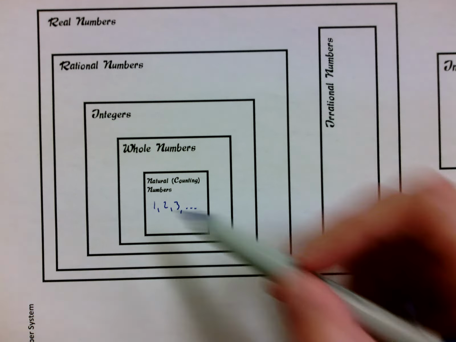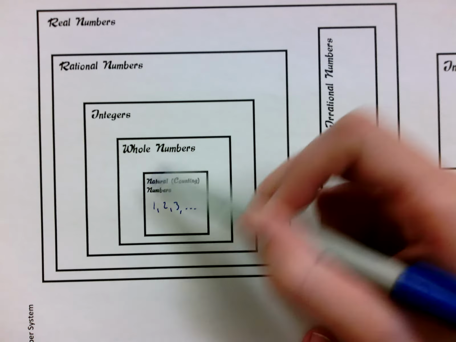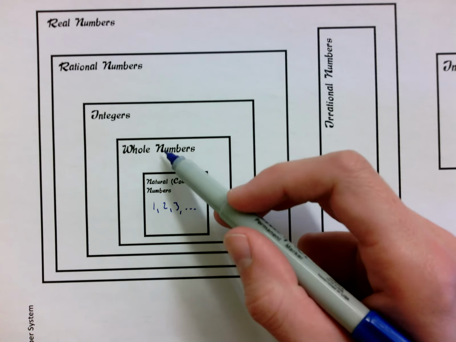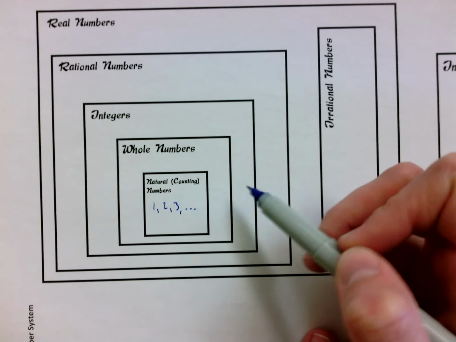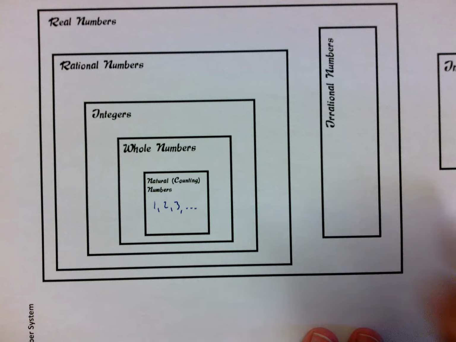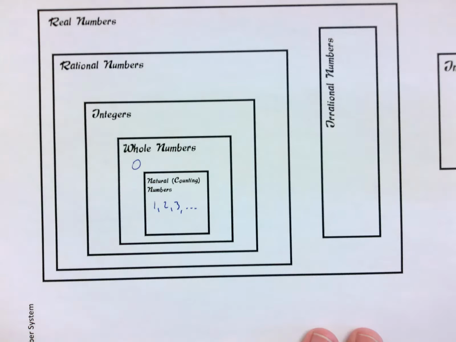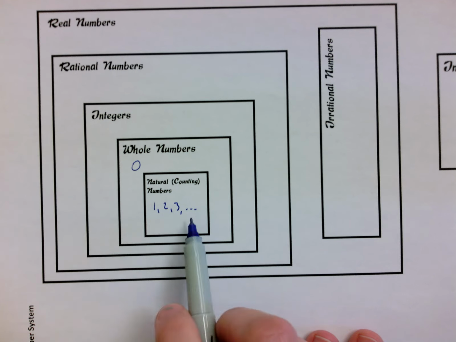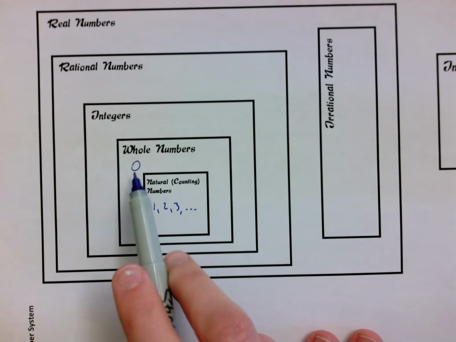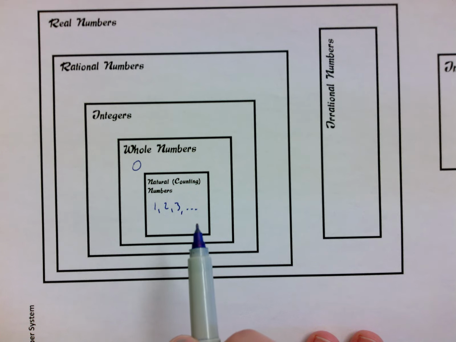Okay, now the next set that we have is the whole numbers. So the whole numbers include all of the natural counting numbers, with one additional number, the number that looks like a hole, 0. Okay, so 0 is also a whole number. So when we talk about the natural numbers, 1, 2, 3, right? Whole numbers are 0, 1, 2, 3, and so on.